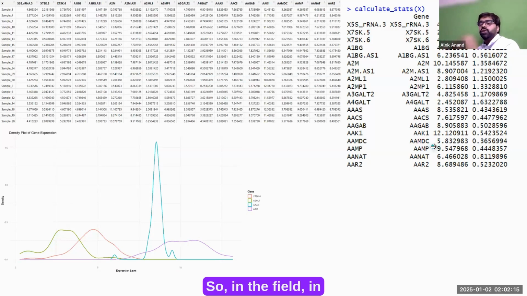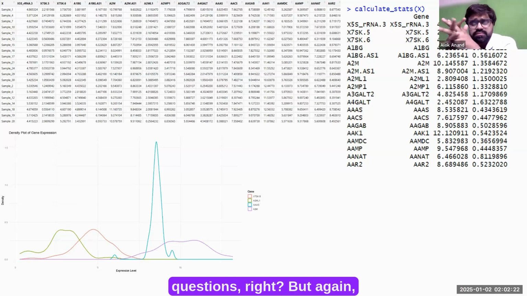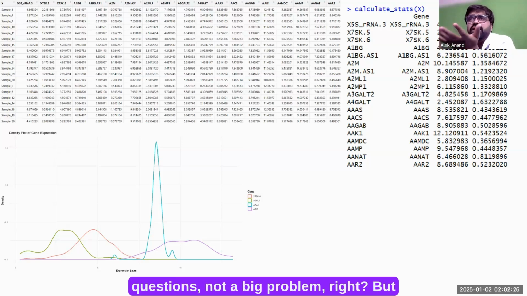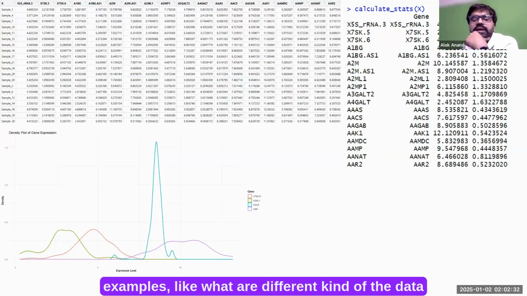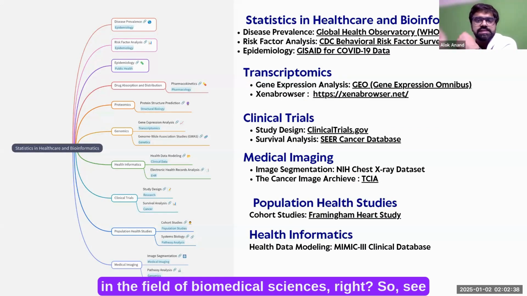And this information is given by this particular metric. So in the domain of descriptive statistics, we try to answer such kinds of questions. Again, we can answer such questions, not a big problem, but we need to have the data. So now let me give you a few examples of what the different kinds of data are and where we can find such data sets in the field of biomedical sciences.